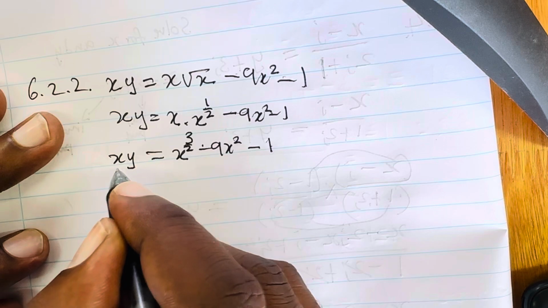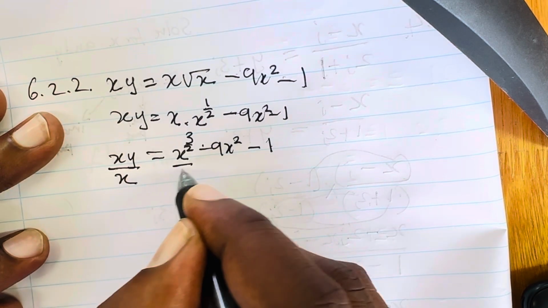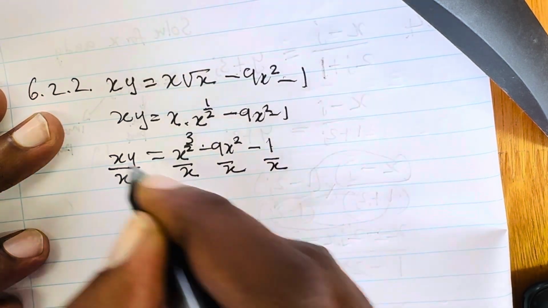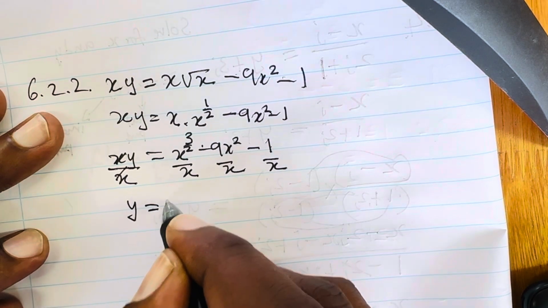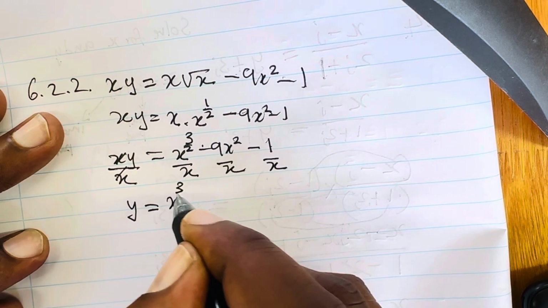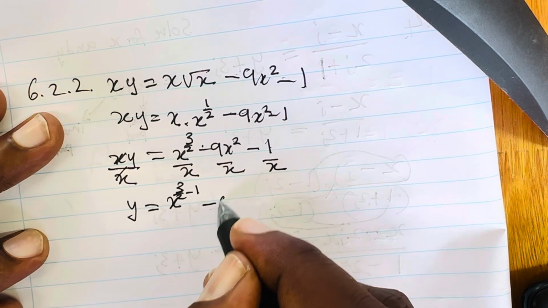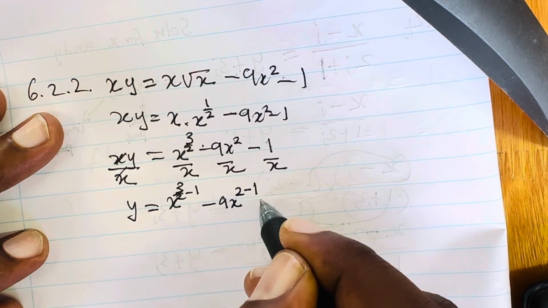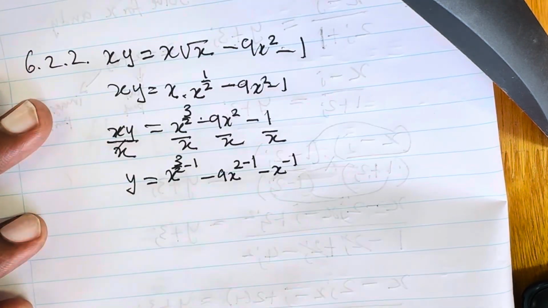This side we're having xy, so we divide by x on every term. Y will be equal to x raised to exponent of 3 divided by 2 minus 1, minus 9x raised to exponent of 2 minus 1, minus x raised to exponent of negative 1. Nice.